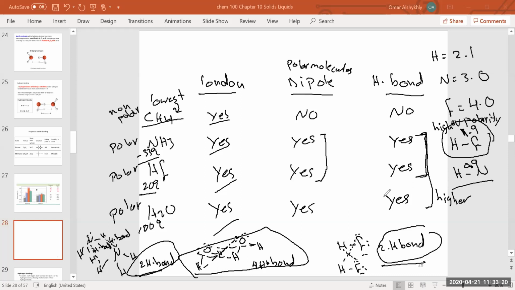So the HF will be the second highest, and ammonia will be the third highest, and this will be the lowest. So that's how we will deal with this type of question, how to decide which one has a higher or lower boiling point.